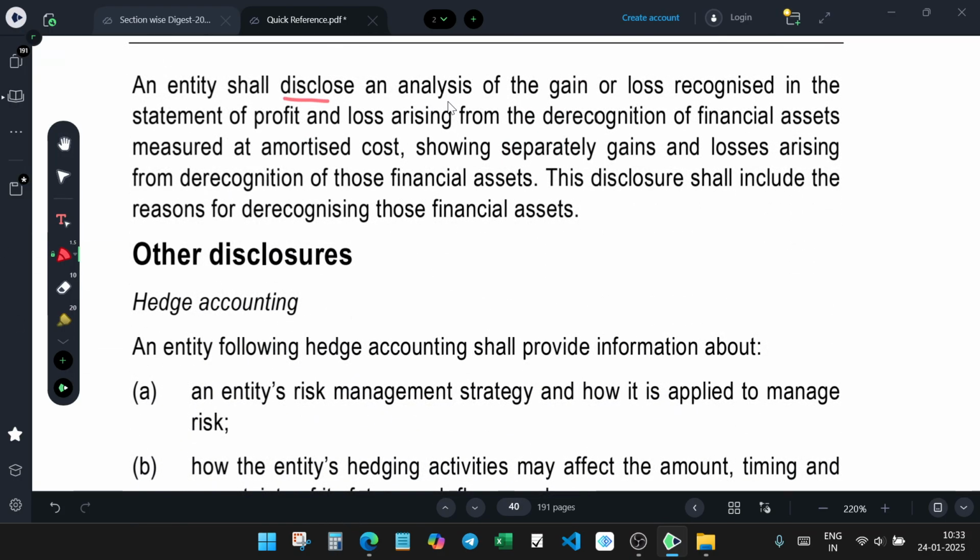The entity shall disclose an analysis of gain or loss recognized in the statement of profit and loss arising from the derecognition of financial assets measured at amortized cost, showing separately gain and loss arising from derecognition of financial assets. The disclosure shall include the reasons for derecognizing these financial assets. Why is it being derecognized? What is the reason? What are you going to derecognize?